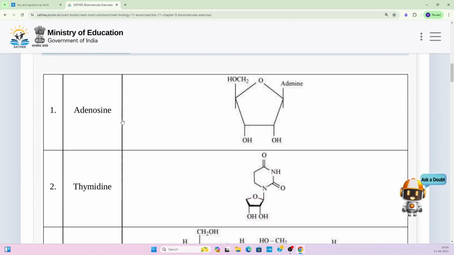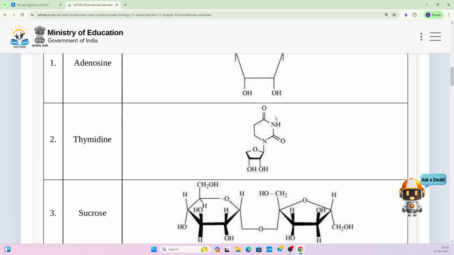Okay, so here we can see the first is adenosine. That is a nucleoside. You can see this is the sugar, ribose sugar, and here you can see the adenine. So this is adenosine. Okay, the next one is thymidine. Here again the sugar is there, and you can see this thymine, a nitrogenous base, joined together to form thymidine. Again, this is a nucleoside.